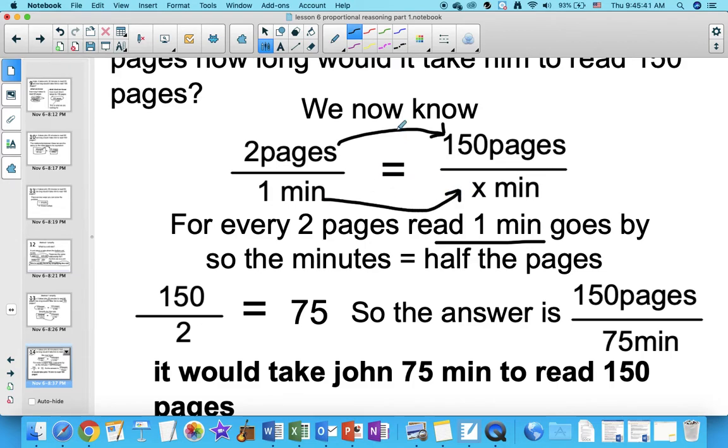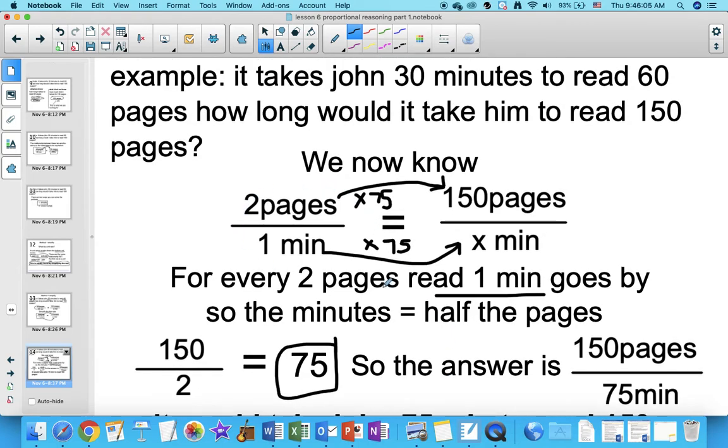Well, I have to change both by the same amount. So 2 times 75 would give me 150. Well, that means I have to do this times 75, which would give me here, 1 times 75 is 75. So then the answer is 75 minutes. So it would take John 75 minutes to read 150 pages.